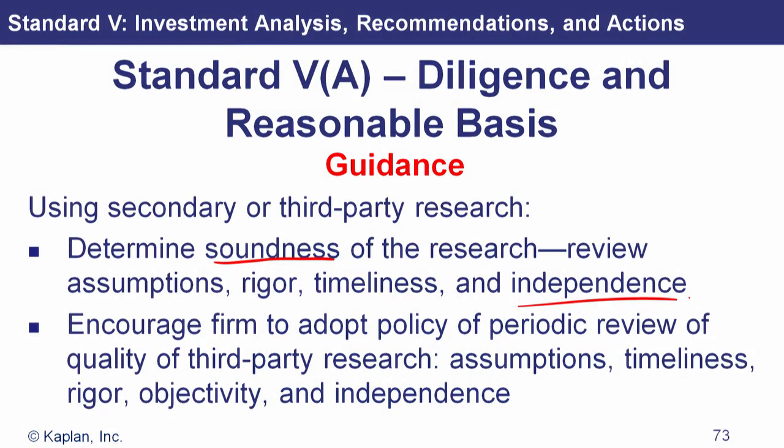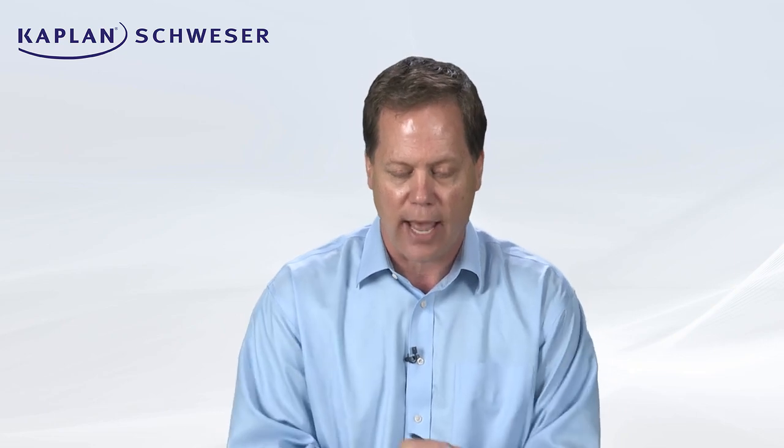So we want to encourage the firm to adopt a policy of periodic review for the quality of third-party research. How do we evaluate that? What assumptions are we looking for? Timeliness issues, for instance. Is this something that's been generated or updated in the last 12 months, or is it something from 1973? Those types of things. So we ought to be encouraging our firms to have some sort of policy about how we evaluate these third parties.